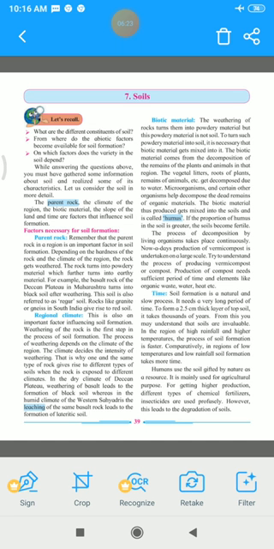Now what happens after this decomposition? The biotic material that is produced gets mixed into the soil, and that is called humus. This soil is actually very fertile soil. The humus created after the decomposition gets mixed into the soil, and that soil becomes fertile soil.